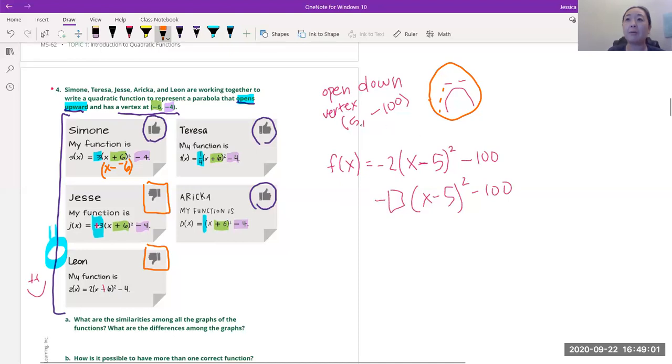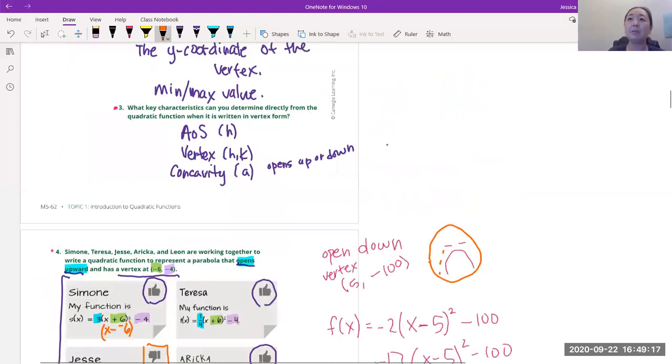And then here we go, it's x minus, right, because that's part of the thing. And then we have a 5, that's our x coordinate right here. And then we have the -100. Notice that this is exactly the same as our vertex. We don't do the opposite or anything like that, right?